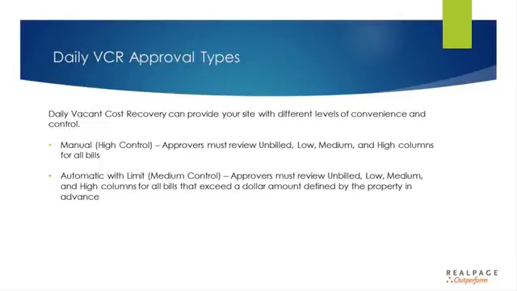Automatic with limit is the middle ground. The property management company defines an amount for each site that a bill must exceed before it goes into the manual queue. For example, if the Estates at Brandywine have a $50 limit, the system will automatically mail all bills below $50, and all bills above $50 will be treated like a manual site and sent to the Vacant Cost Recovery tab for review. Automatic sites require no manual approval.